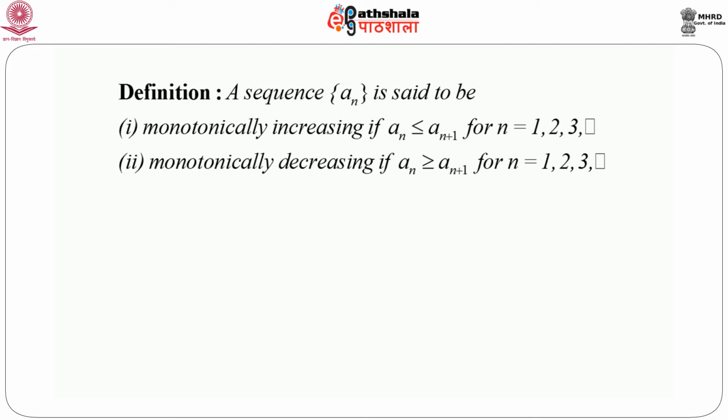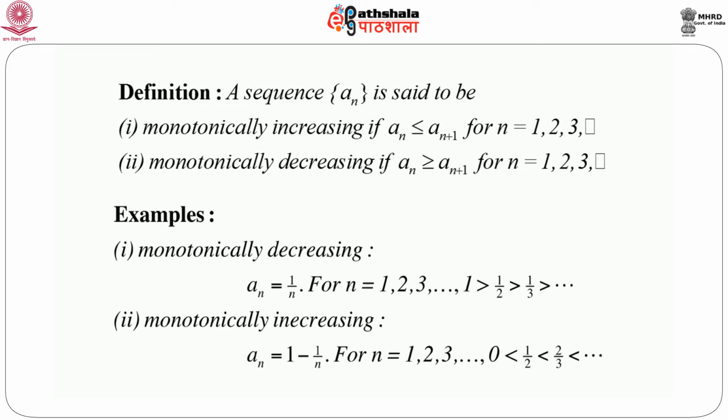If we write this clearly, we get a_1 less than or equal to a_2 less than or equal to a_3 less than or equal to and so on, and this will continue. That means each number is either greater than or equal to the previous number. So it is continuously increasing, and we call this sequence monotonically increasing. Exactly similarly, we can define a sequence a_n to be monotonically decreasing if a_n is greater than or equal to a_(n+1) for n equals 1, 2, 3 and so on. That means each number is greater than or equal to the next number, so the numbers are continuously decreasing.